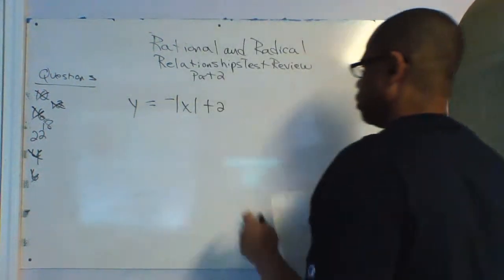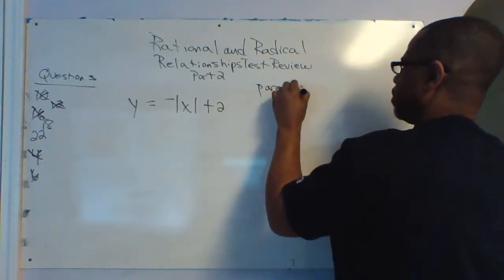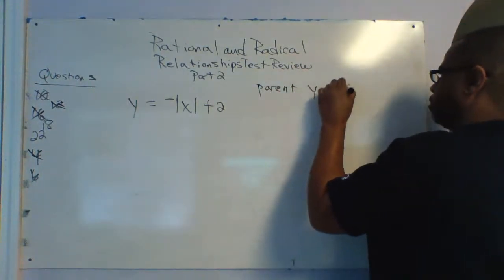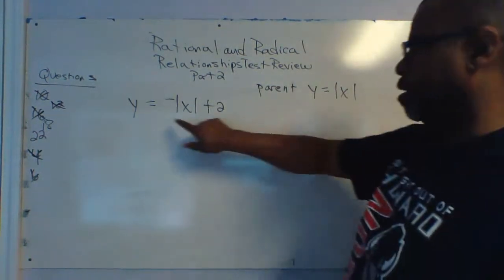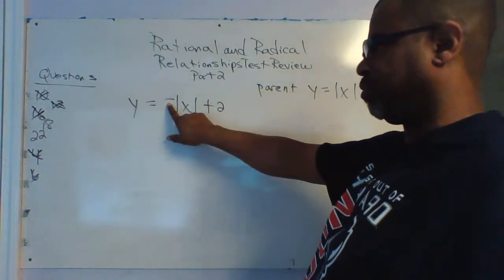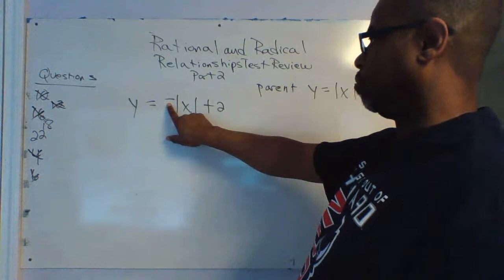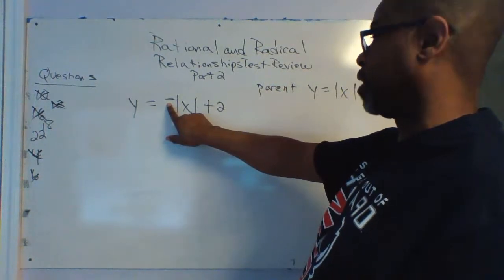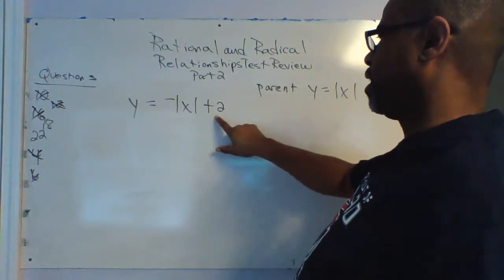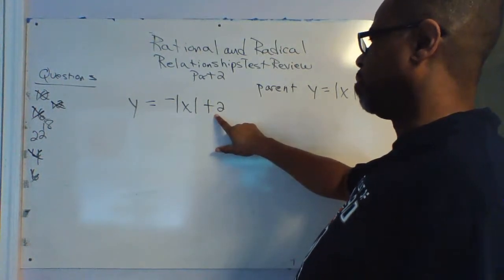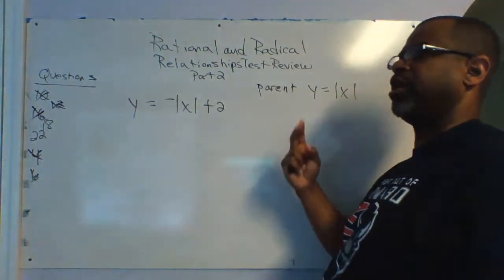All right. So your parent function, I wrote in the notes, is just y is equal to |x|. That's your parent function. That's what you normally start with. Here, we got a negative in front of the absolute value. So that means it's going to be a reflection. And then you got to move it up to where it would originally be for the parent function. So you got two transformations.